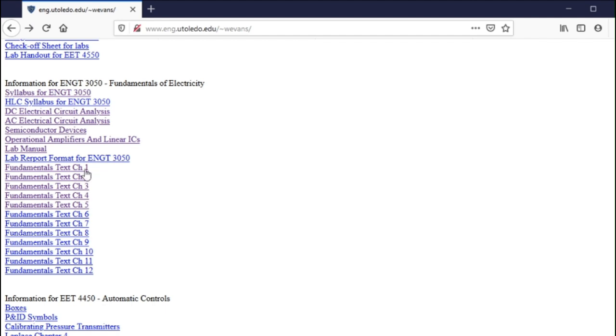Now, here's our book. It's Fundamentals Text, chapters 1 through chapter 12, but up here there's also a book, and it is DC electrical circuit analysis, AC electrical circuit analysis, semiconductor devices, and then op amps. Okay, I'm just going to look at a minute at this book right here.